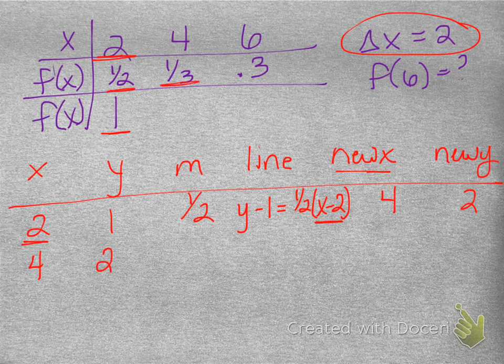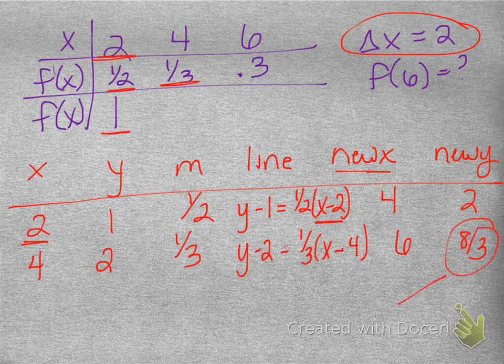Your slope is a third. There's nothing to plug it in. You just use the information they give you. There's your equation. Your new x is going to be 6. Plug in your 6, you get 8/3. And that is your approximation. If they said find f of 8, then you would go one more time.